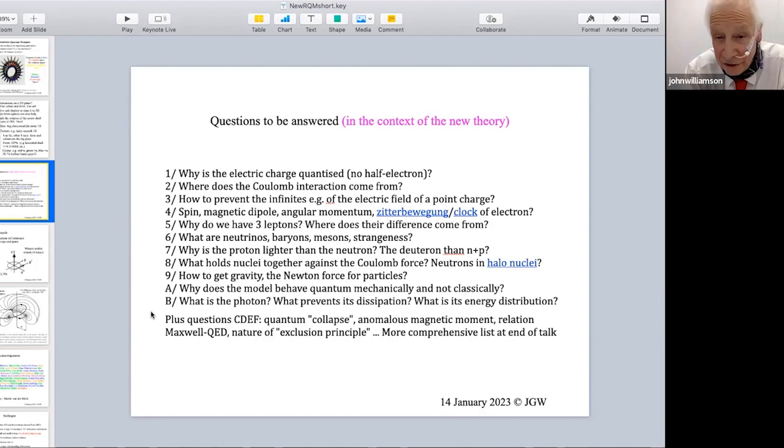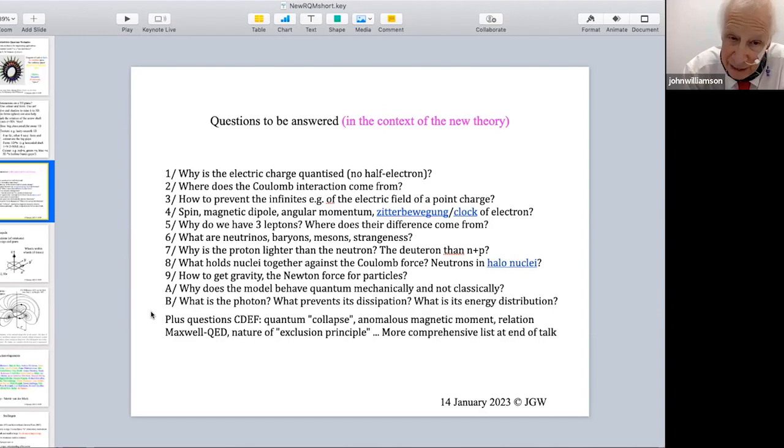Why is the proton lighter than the neutron, and the deuteron lighter than N plus P? Well, the deuteron's lighter than N plus P because it's a bound state. And if you have a bound state, it's always lighter. So that's that. Why is the proton lighter than the neutron? We'll deal with that. What holds nuclei together against the Coulomb force? Well, the strong interaction is the standard model method, of course, but I'll talk about what I think the strong interaction is.